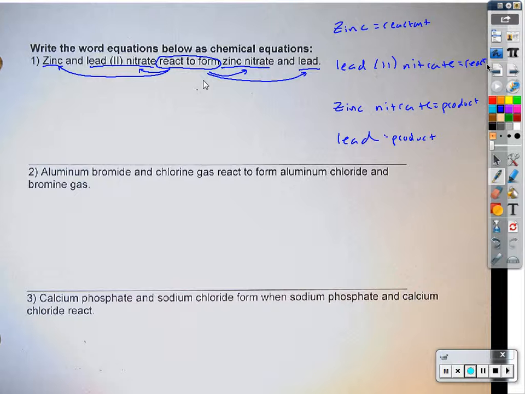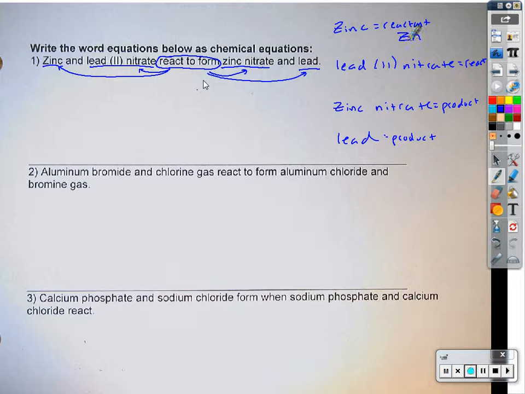Now that I've done that, I can focus on the next thing I have to do. The next thing I have to do is turn those words into formulas. So I'm going to look at what I'm dealing with. It's zinc. It's a one-word name. One-word names are usually elements. Now, if you have water, that's H2O. If you have ammonia, that's NH3. If you have methane, that's CH4. Those are the rare exceptions. Almost every single thing that has a one-word name is an element, and that's no exception here. Zinc is an element. Its symbol is Zn.